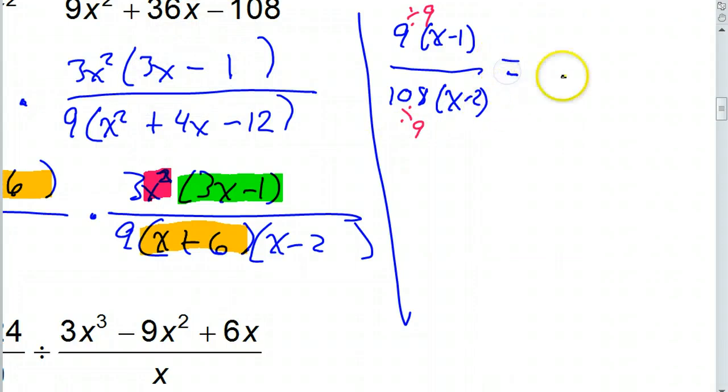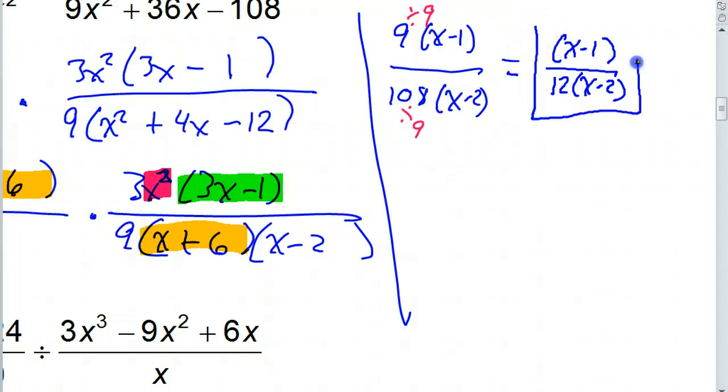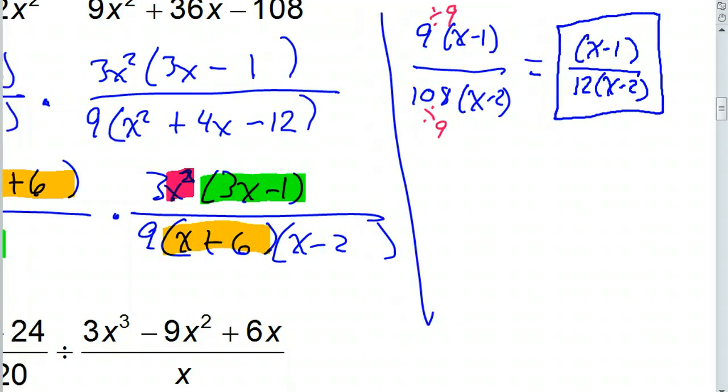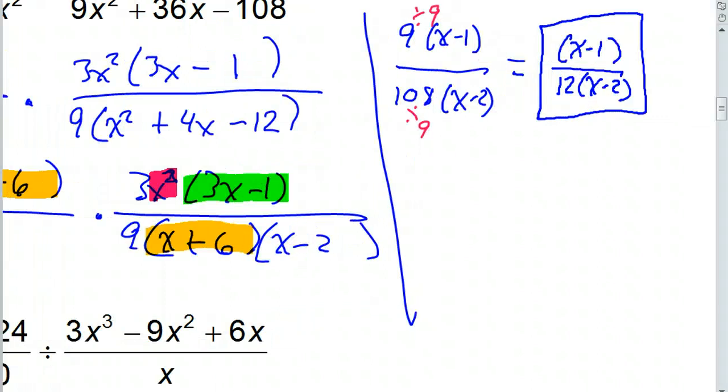108. So that's going to leave x minus 1 over 12 times x minus 2. Now, if you wanted to do the distributive property and put 12x minus 24, that's great. Nothing wrong with that. So that's the answer. This is the simplified expression. And so that's the answer.